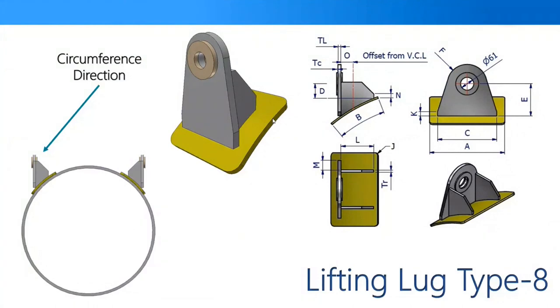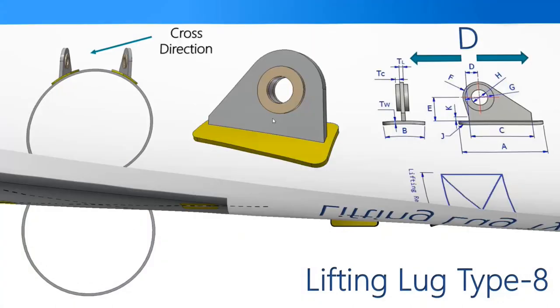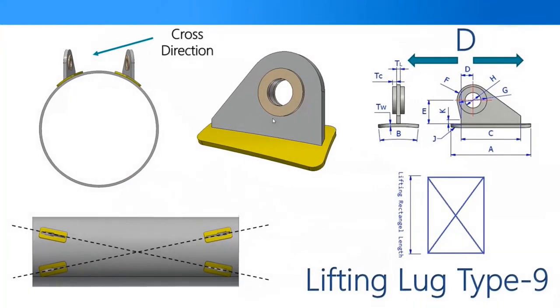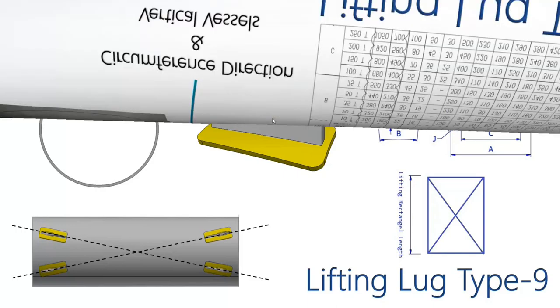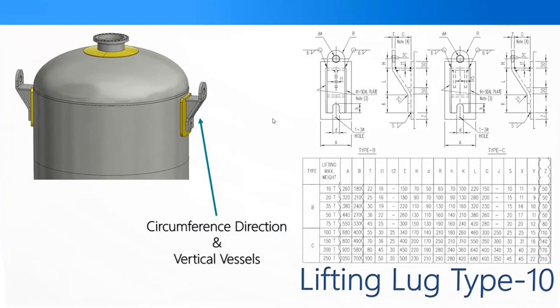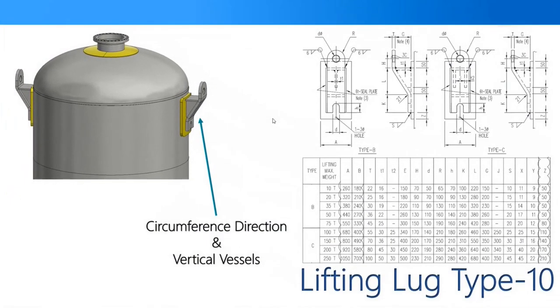Another type of lifting lugs suits the horizontal vessels. And here the cross type of lifting lug. If you have a case to lift your equipment from a single point, you will need to use the cross lifting lugs. Another type of lifting lug for the vertical vessels. You can use this type for mid-size or large-size vertical vessels.